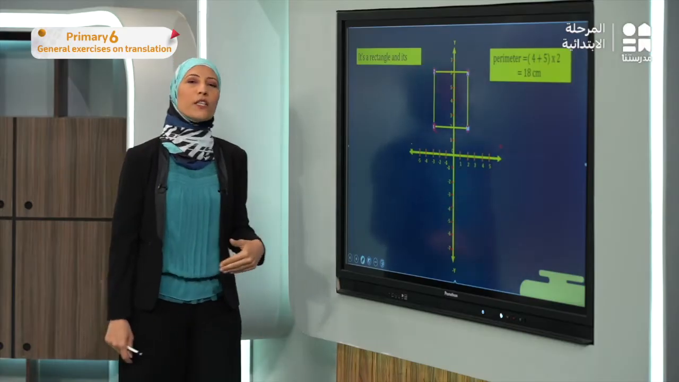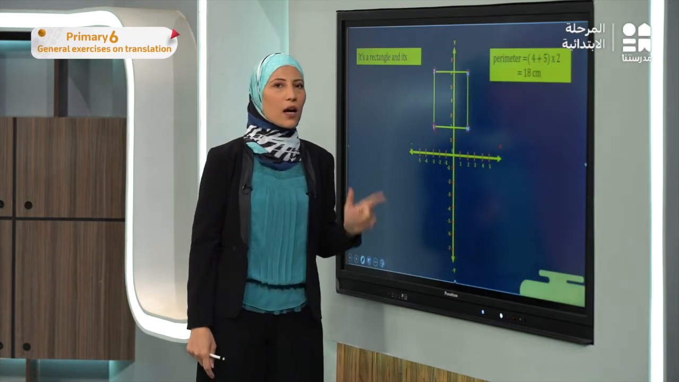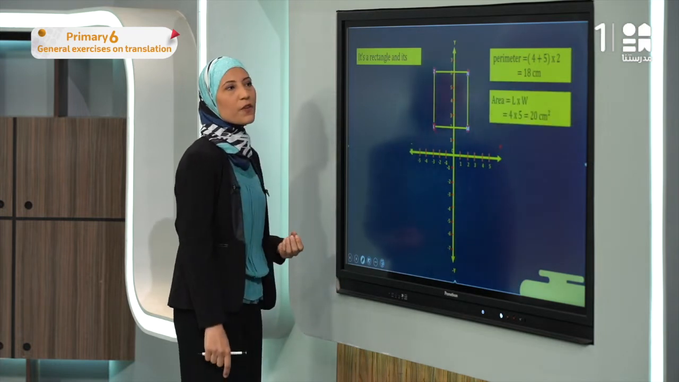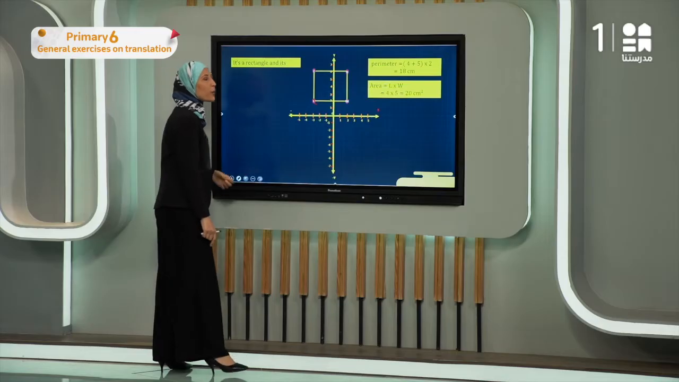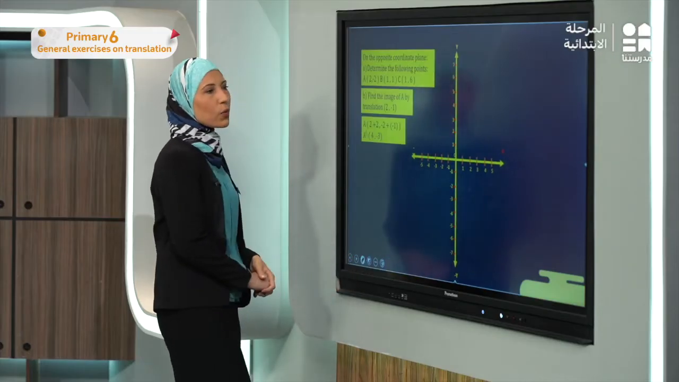But if I want to find the area, the rule for the area of the rectangle is length times width. So I make 4 times 5. So 4 times 5 gives me 20. And don't forget that the area will be in centimeters square, of course. Let's do the second one.